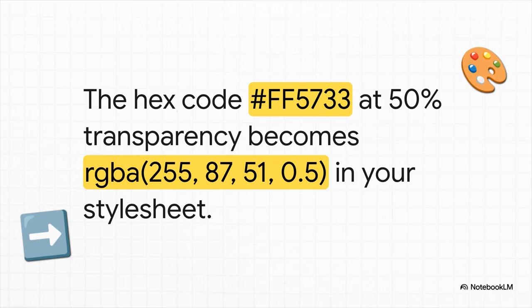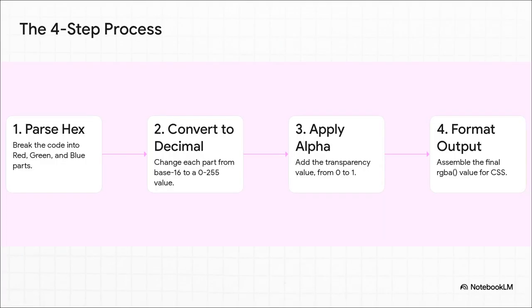Boom, done. Now, behind the scenes, any converter tool you use follows this exact same simple process. It just splits the hex code into red, green, and blue, converts each part to a regular decimal value, applies whatever alpha setting you chose, and then spits it out in the right format for your CSS. It's just simple math, which is why these tools can do it for us in literally a split second.